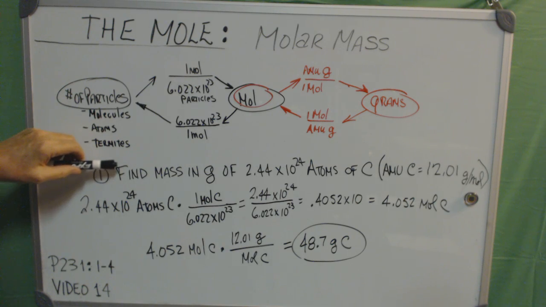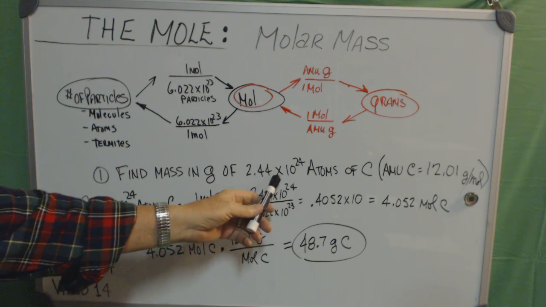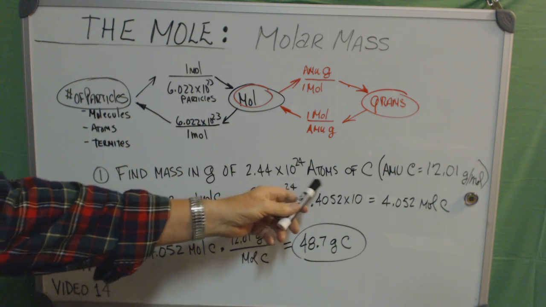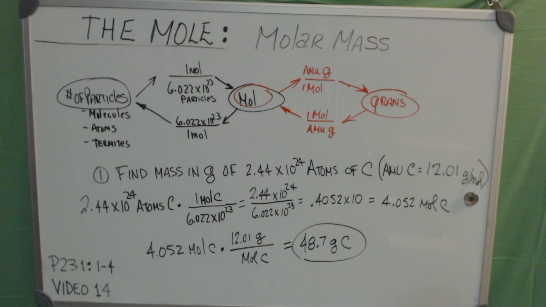The problem says find the mass in grams of 2.44 times 10 to the 24th atoms of carbon. And in parentheses, in the question, you'll find that they put the atomic mass units of carbon, that's the atomic weight, equal to 12.01 grams per mole. Each mole weighs 12.01 grams. So with that information, I'm going to begin the first part.